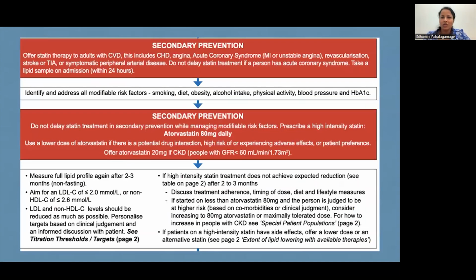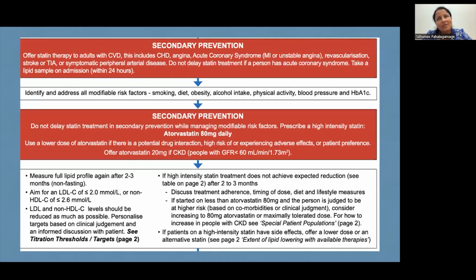So moving on to secondary prevention. We are supposed to offer statin therapy. When a patient comes with an MI or a stroke or a TIA, we are supposed to offer statin therapy to all of these patients, and also angina, acute coronary syndrome. We are not supposed to delay statin treatment.